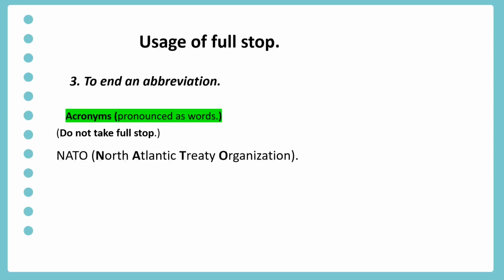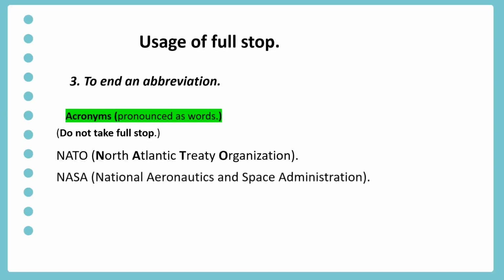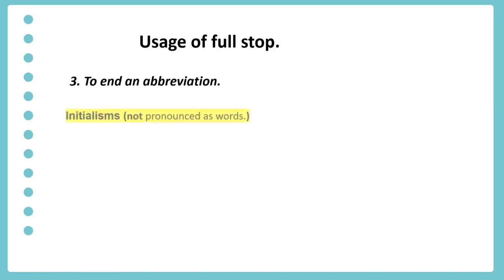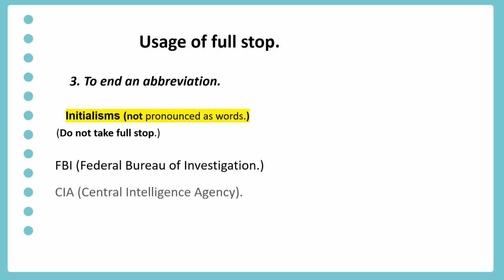Let's have some more examples. NASA, ISRO, UNESCO, and so on. Initialism. These are abbreviations that are pronounced as individual letters. They are usually written in uppercase letters and do not include periods or full stops, as in FBI, CIA, RBI, and so on. Note that it is common to pronounce each letter separately rather than trying to form a word out of the letters as in the case of an acronym.